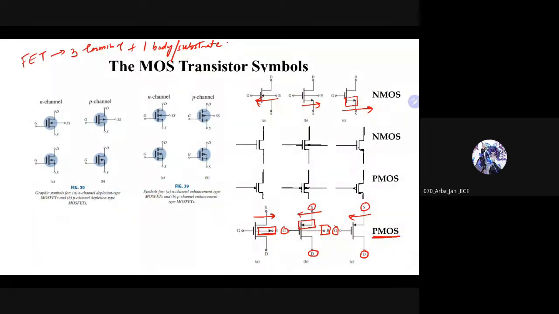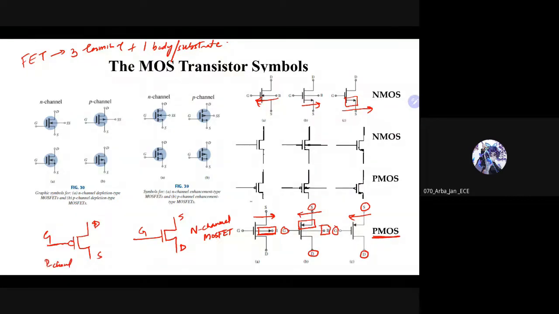कभी कभार हमारे पास कुछ किताबों में ऐसे भी होता है. If it is shown like this, this is source, drain, and this is gate, then it is NMOS. NMOS means N channel MOSFET. But if you have something like this, a bubble at the gate, with drain, source, and gate, then it is P channel.